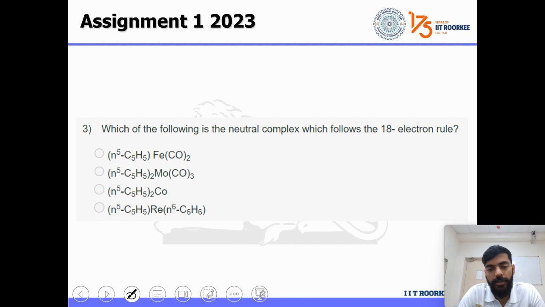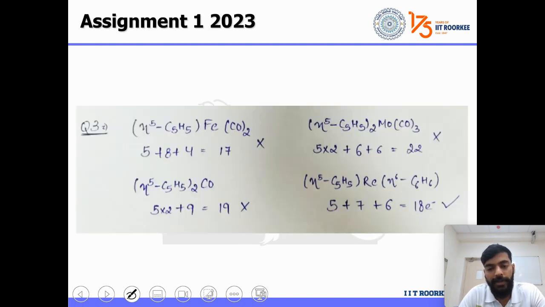Which of the following is a neutral complex which also follows the 18 electron rule? Okay, we have got answer 4. Okay, let's discuss. These are the calculations. You have already done the correct calculations.